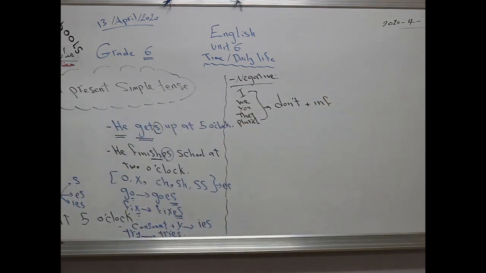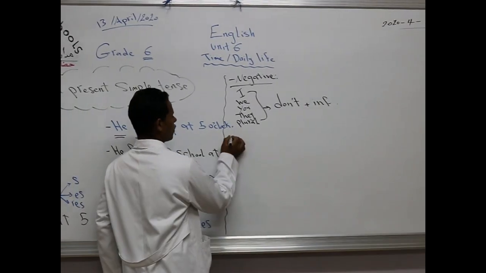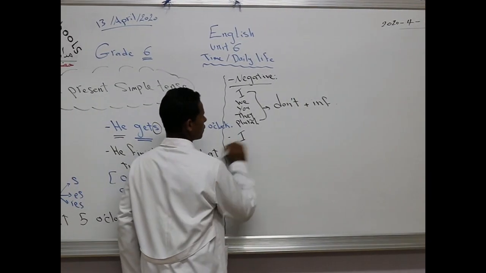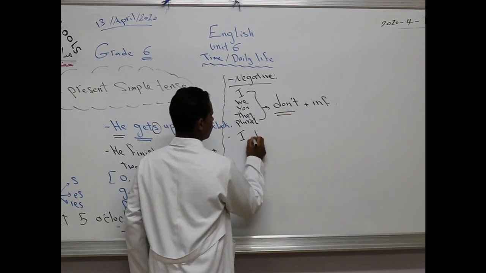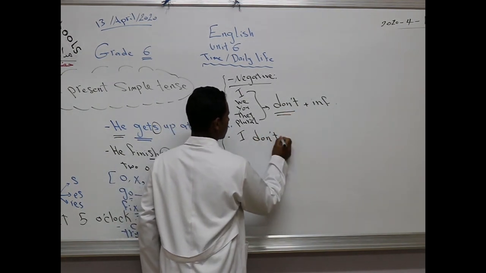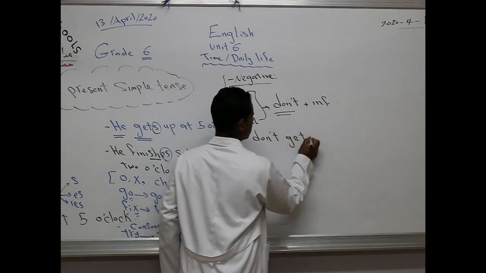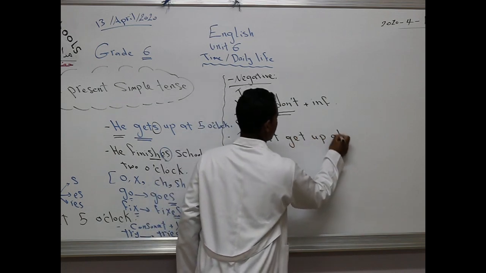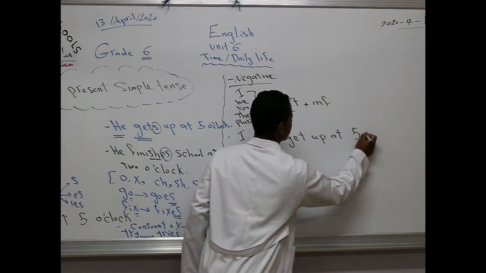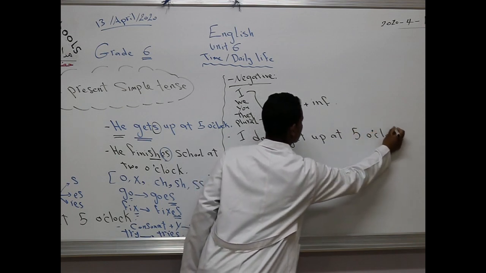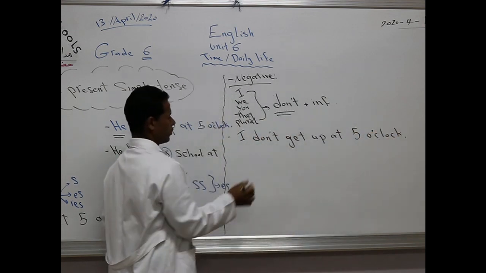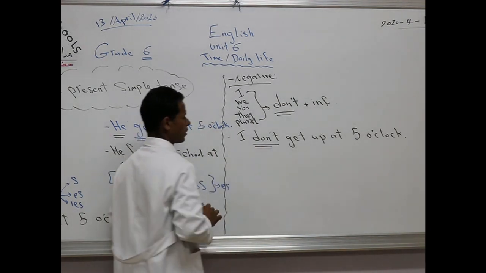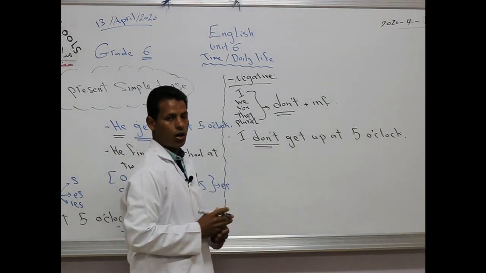If we want to make a negative from the first example, I get up at 5 o'clock, we can say I don't get up at 5 o'clock. Here we use don't because the subject I is plural.